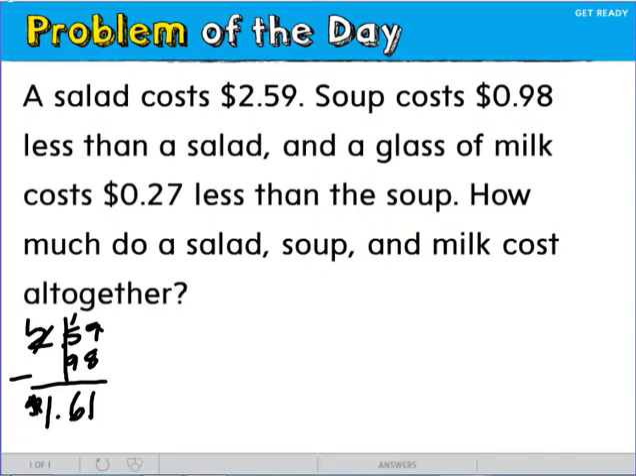All right. Then a glass of milk is 27 cents less than the soup. So the soup costs $1.61, and the glass of milk is 27 cents cheaper than that. Can't do that. We have to regroup. 11 minus 7 is 4. 5 minus 2 is 3. 1.